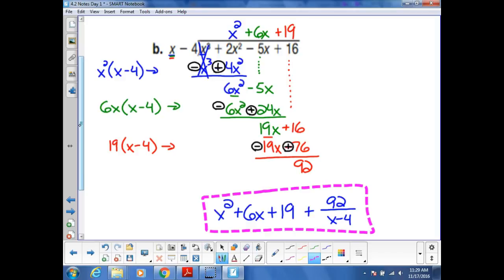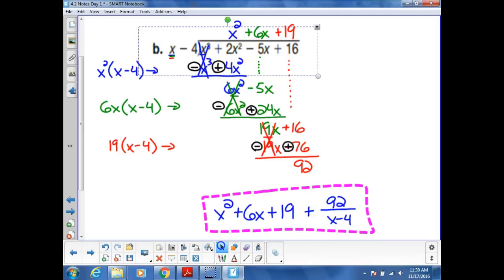With me? Questions on that? Yes, ma'am. Why'd you cross out x cubed? I could have crossed out all of these. This one would have been crossed out, and this one would have been crossed out. Because I needed to multiply that x right there by something to get me x cubed. x squared times x gets me x cubed. But I don't just do that one. I have to do it to the whole divisor. Okay?